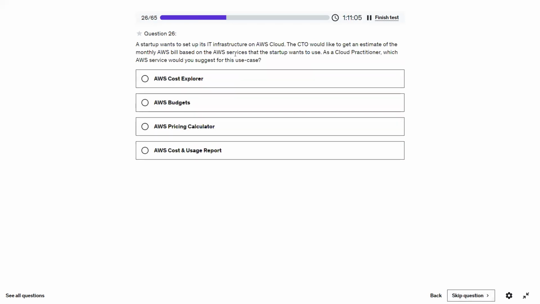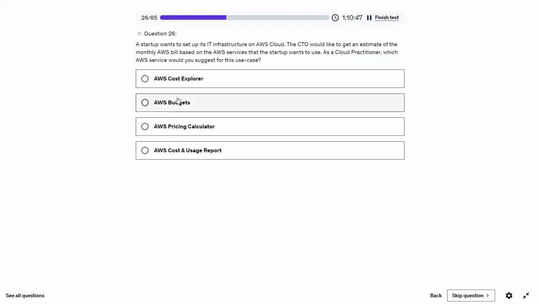A startup wants to set up its IT infrastructure on AWS cloud. The CTO would like to get an estimate of the monthly bill based on the AWS services that the startup wants to use. The startup is not on the AWS cloud yet.